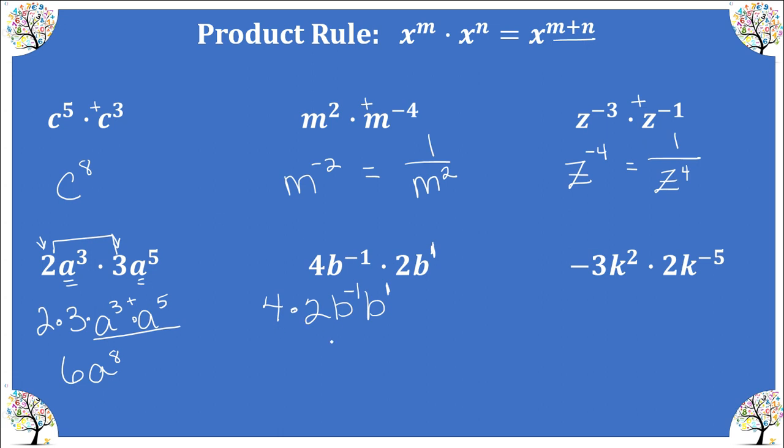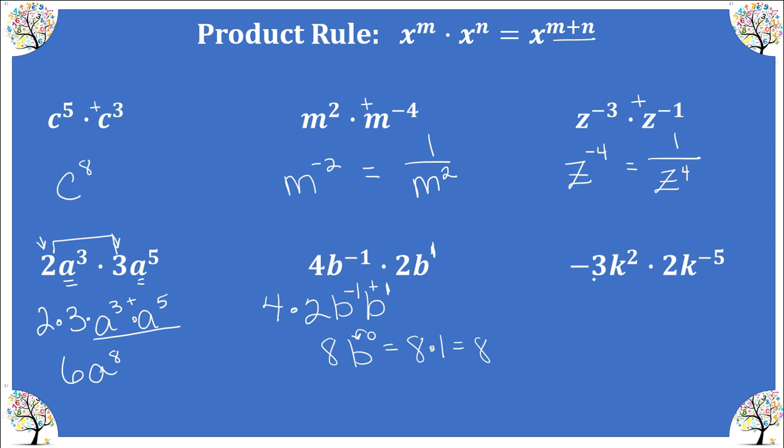So we have 4 times 2 is 8. And then we're going to have negative 1 plus positive 1: b to the negative 1 times b to the positive 1 gives us b to the 0. In yesterday's lesson, we learned anything raised to the 0 is 1. So we get a final answer of 8. Now this 0 is only attached to the b. It is not attached to the 8. The 8 still has its value of 8.